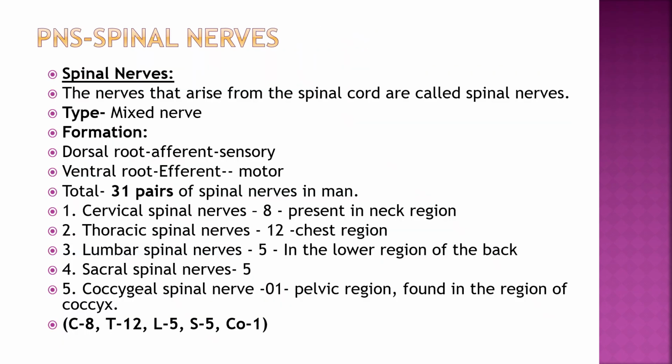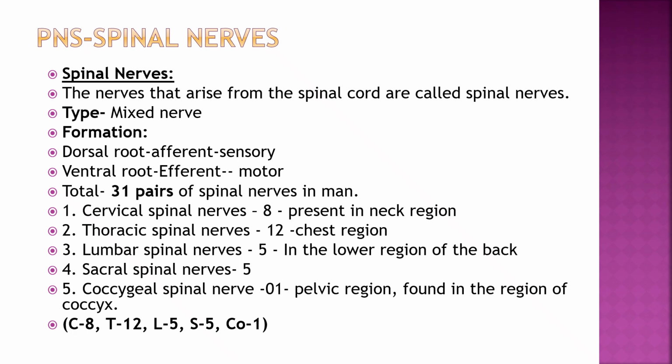The second part of the peripheral nervous system is the spinal nerves. These nerves arise from the spinal cord and are called spinal nerves. The type is mixed nerve. They are formed by a sensory portion, that is from the dorsal root, which is afferent, and a motor portion from the ventral root, which is an efferent nerve. A total of 31 pairs of spinal nerves are in man.